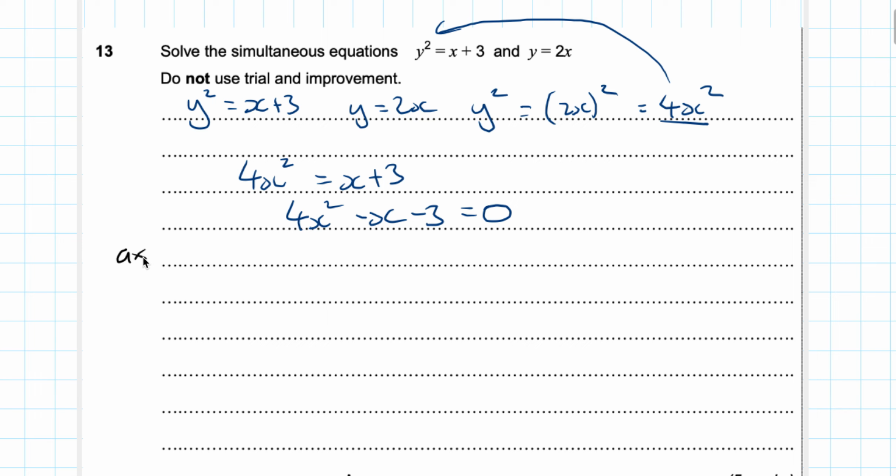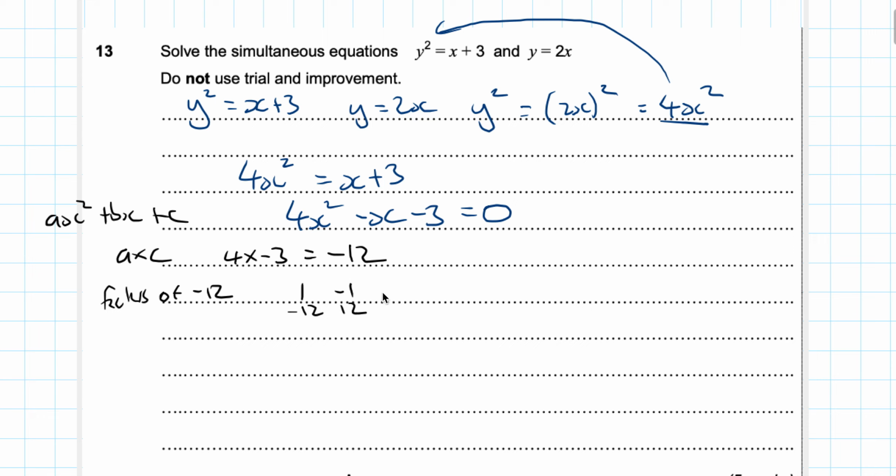So the first step is to do a times c. Remember, it's ax squared plus bx plus c. So we're going to do 4 times minus 3, which is equal to minus 12. And then we're going to find the factors of minus 12. So that's going to be 1 and minus 12, and minus 1 and 12. That's also going to be 2 and minus 6, or minus 2 and 6. And then we've also got 3 and minus 4, and 4 and minus 3.